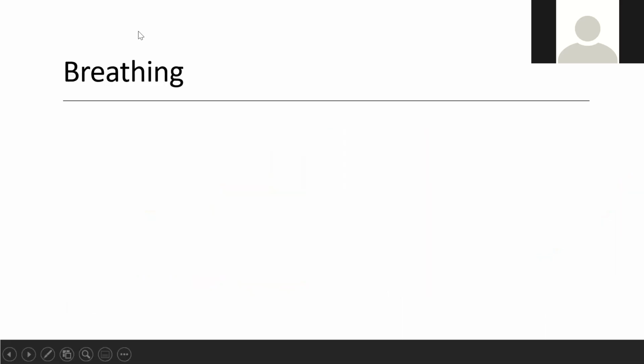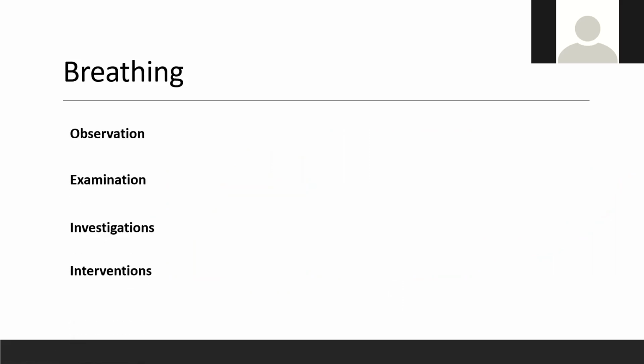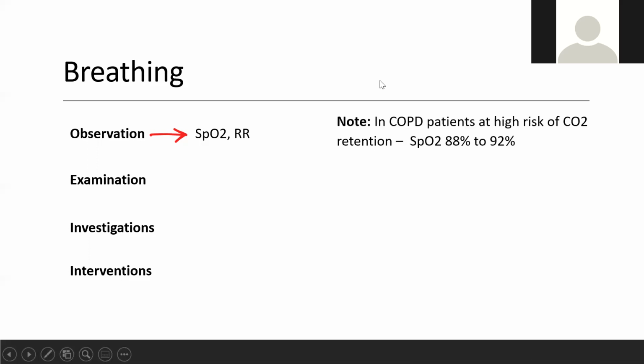And moving on to breathing. There are 4 main things you're going to be doing: observation, examination, investigation, and interventions as required. When you're observing, you're going to look at the basic observations. In the case of breathing, it's going to be focused on the oxygen saturations and the respiratory rates. Be aware that in COPD patients, some of them might be at high risk of CO2 retention. In those cases, 88 to 92% is normal.